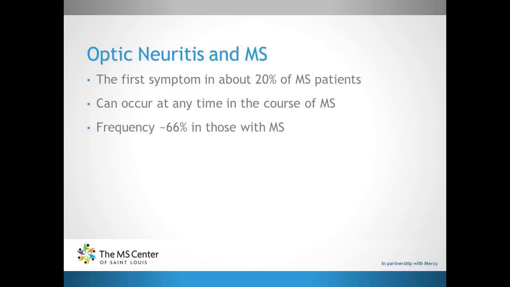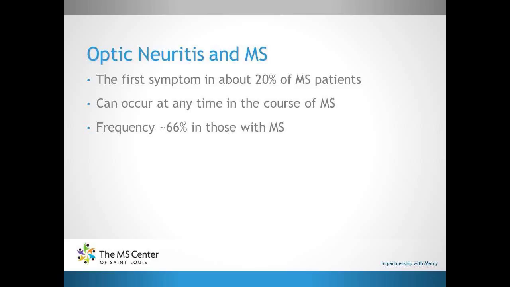And in addition to the prevalence of it, it's common as a first symptom of MS. And so in about 20% of people who develop MS, their first symptom is one of optic neuritis. So 20%, 1 in 5, that's substantial. However, it can also occur at any time within the course of MS. If you haven't gotten it, Dr. Green likes to call MS a sneaky disease. It can come later on.